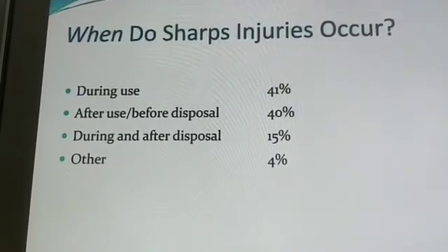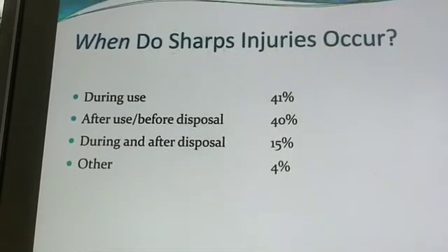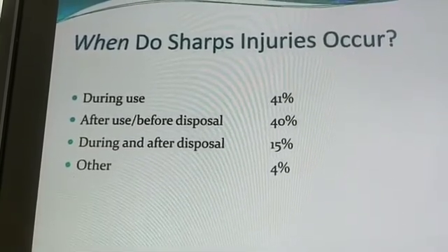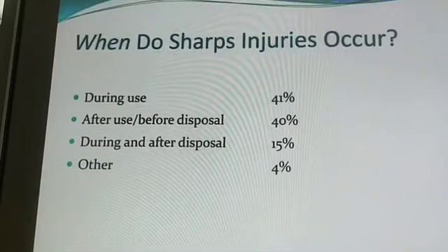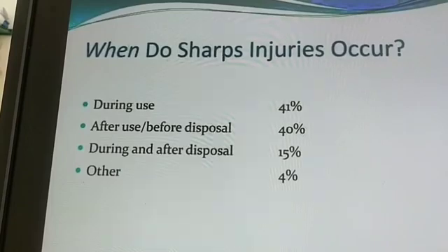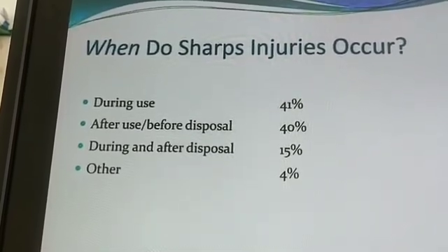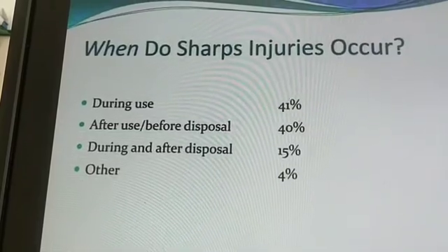When do sharp injuries occur? During use 41%, after use, before disposal 40%. During and after disposal 15% and others is 4%.